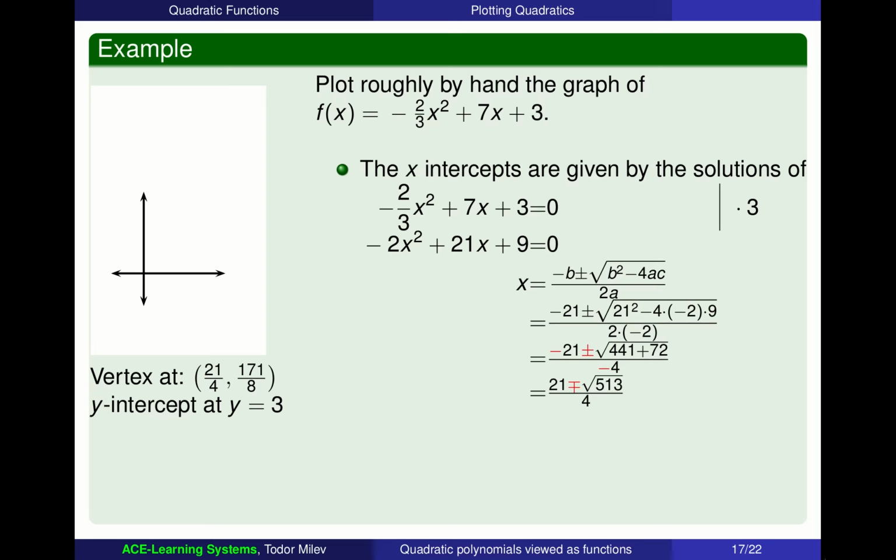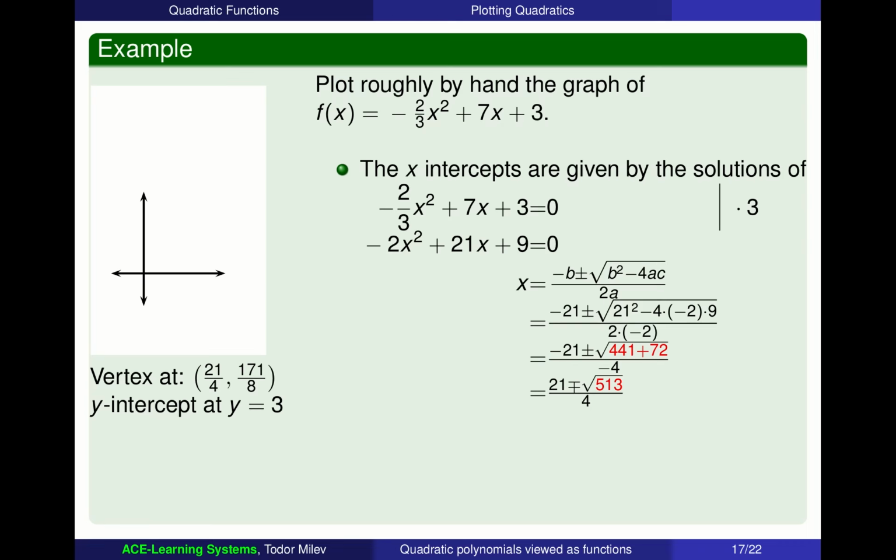Okay, now this minus that's in the denominator, it can jump upstairs. So that makes this minus become a plus, and this plus minus becomes minus plus. That's just a minor detail. Now 441 plus 72, that's of course 513.